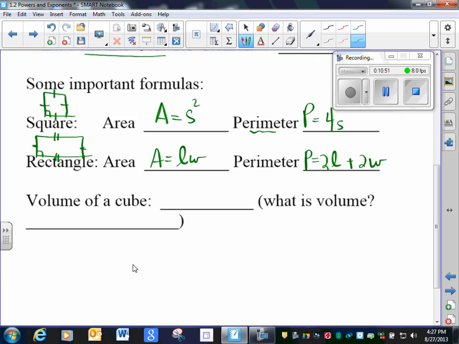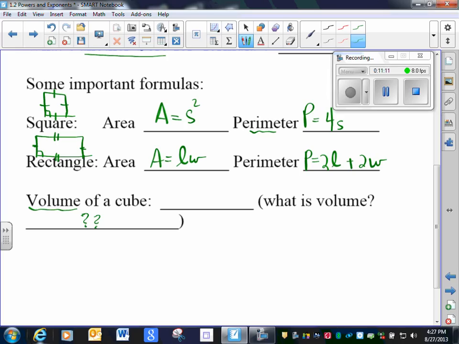And the last one we're going to talk about, and the last one that you need to have memorized, is the volume of a cube. Volume. I want you to think of a synonym for volume. What is volume? If I told you to talk to me about the volume of something, but you can't use the word volume, what would you say is the question?